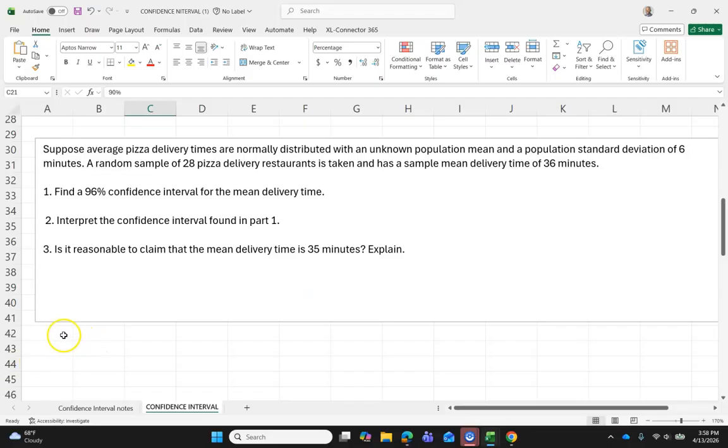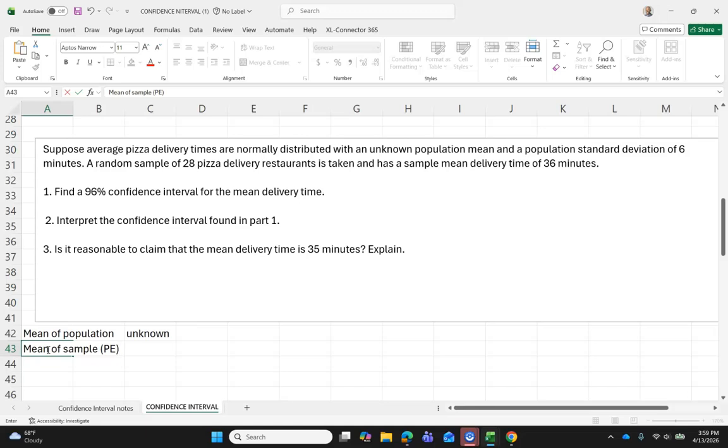So we can do exactly the same. We say mean of population, and this one is unknown. But we can find the mean of the sample, which is our point estimate, and this one is given. The mean of our sample is 36 minutes. So you can say 36, and let's see the sample size.